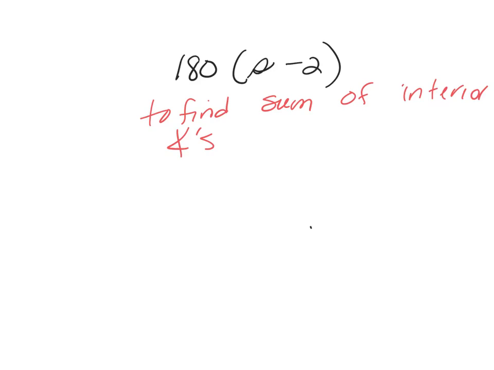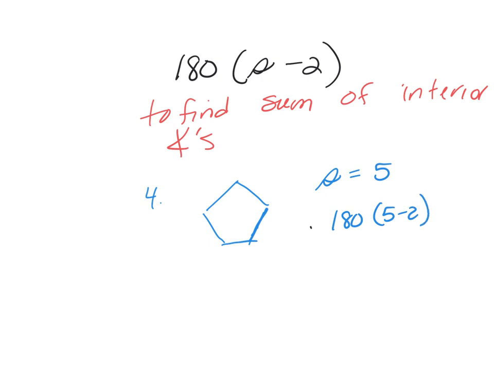So let's say we have a pentagon, like number 4, and these are all regular polygons, meaning all the sides are equal, okay? And I can't draw, but whatever. So number 4, the number of sides would be 5, correct? And you just put it in the formula. So it would be 180 times 5 minus 2, which is 180 times 3, which should be 540 degrees, would be the sum of all the angles inside.